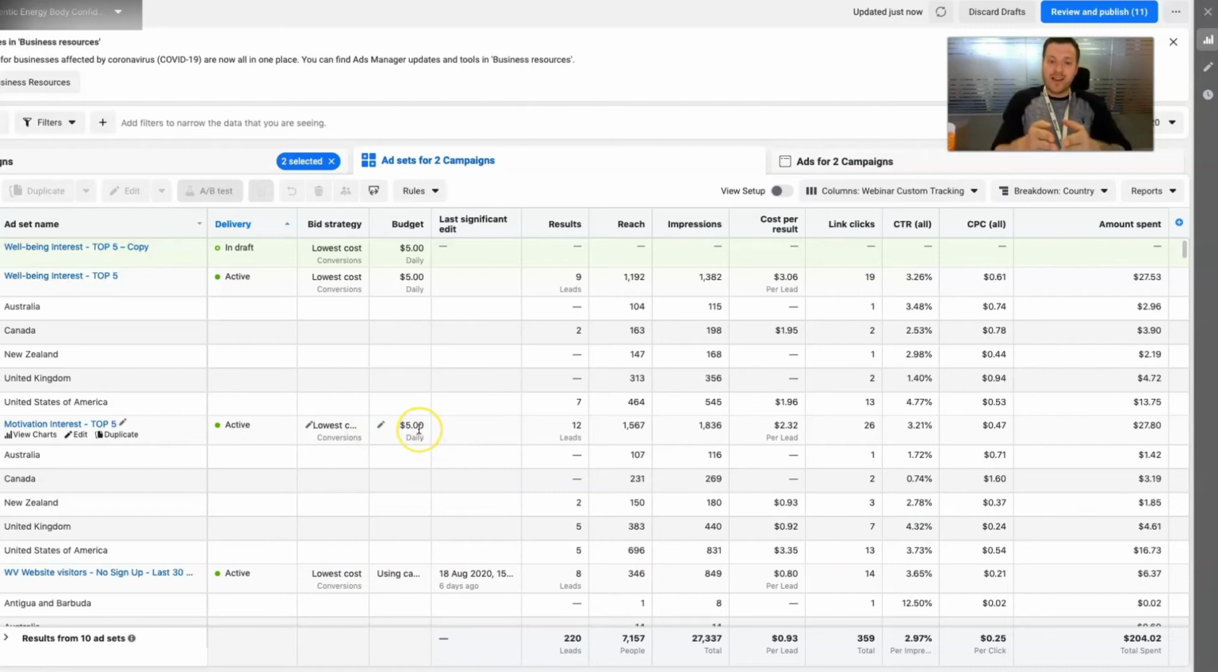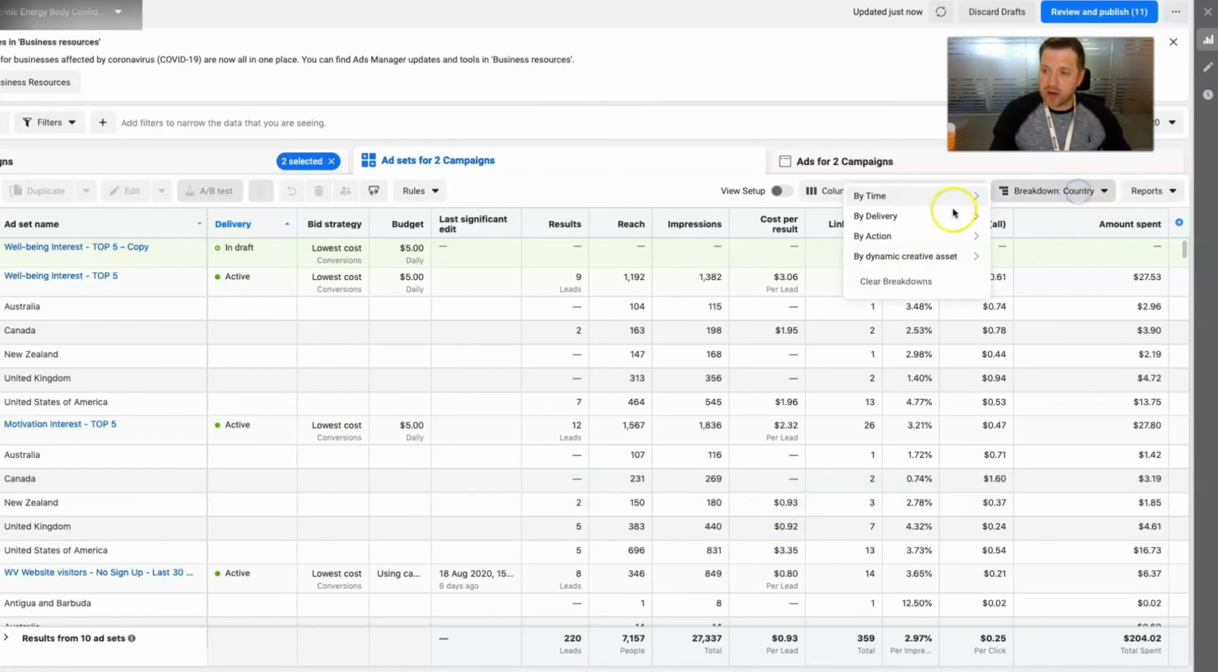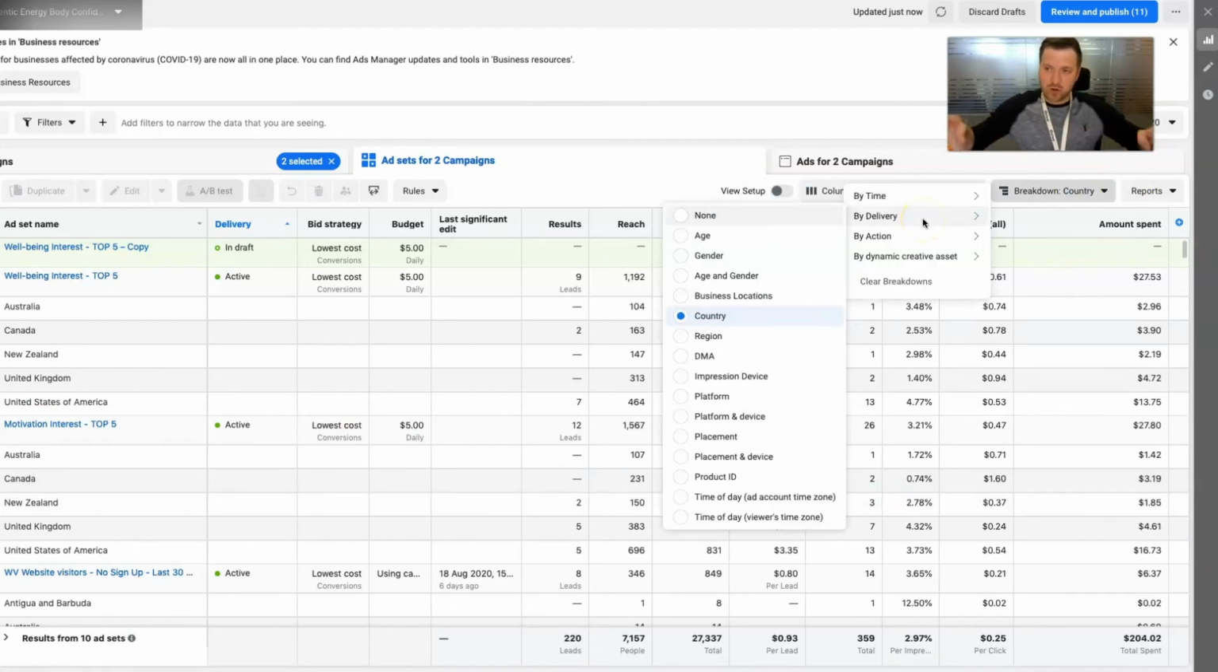And then what you're doing is laser targeting, so you're not wasting the money. You know this ad is going to show to somebody between the ages of, I don't know, 18 and 65 who live in the UK, who are interested in motivation, along with this ad that we know has already worked, and that will bring your cost per lead down.